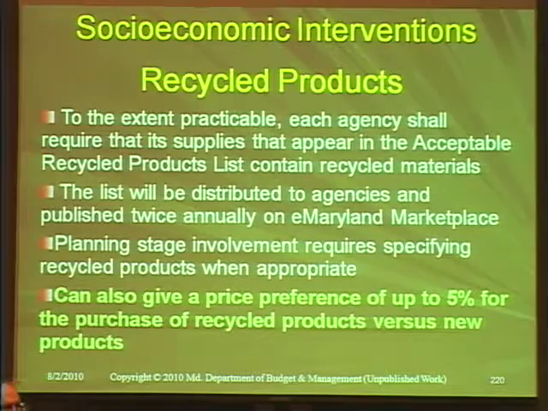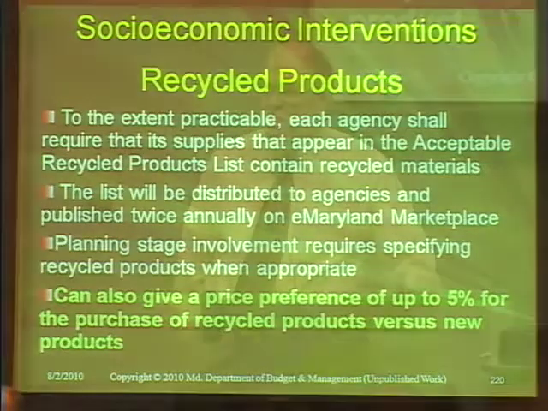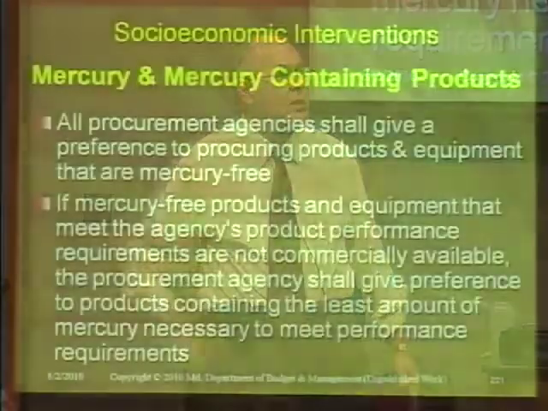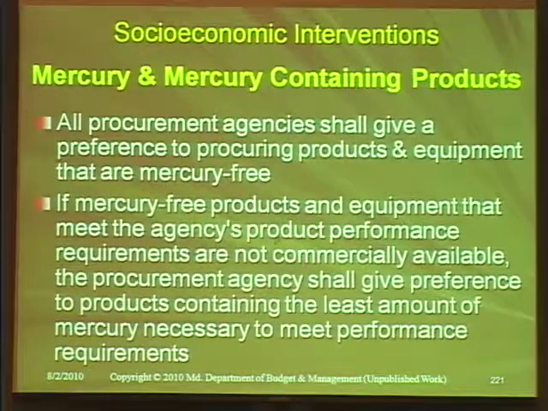Can also give a price preference of up to 5% for the purchase of recycled products versus new products. So that's something you definitely must take into consideration. If you are specifying recycled or not specifying, but you can give a price preference. So if you're giving a price preference, you have to say it. You have to say what percentage. Planning considerations. Mercury and mercury-containing products.